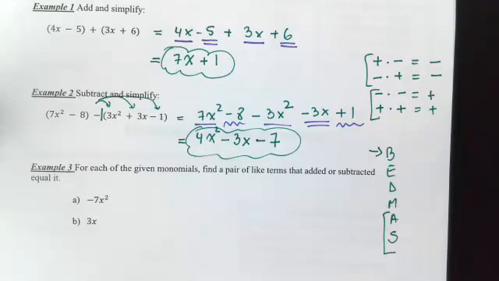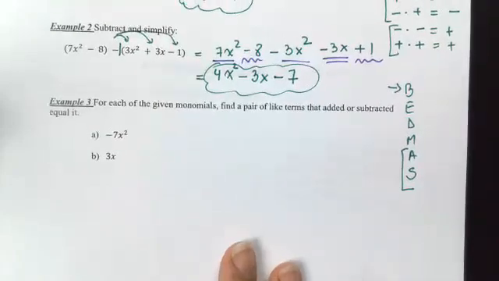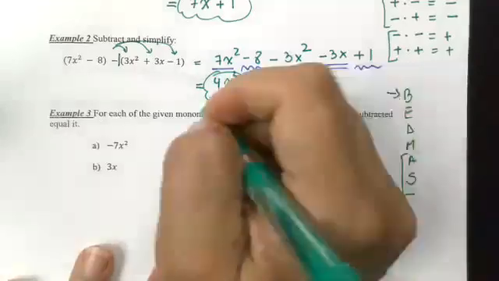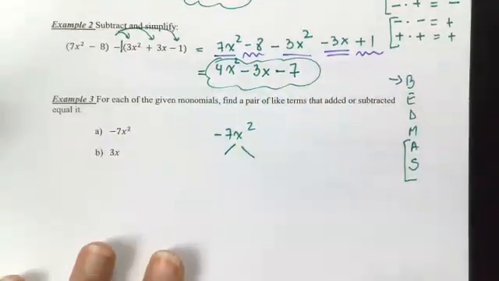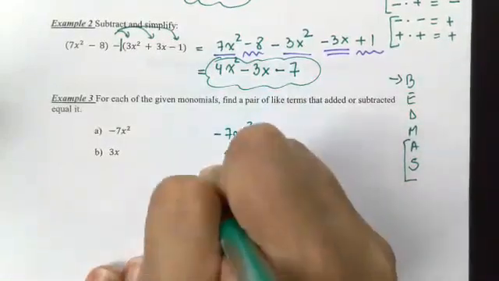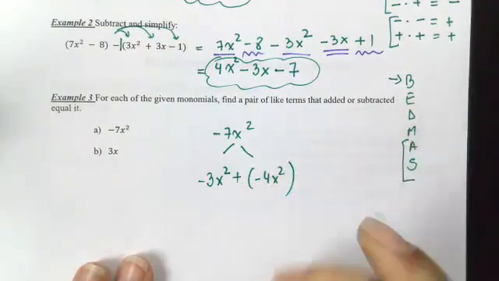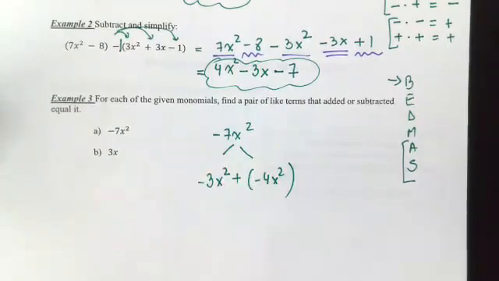Good job, everyone. Let's go and do one more. For each of the given monomials, find a pair of like terms that added or subtracted will equal it. I will start, and then I'll ask you to create one pair as well. So negative 7x squared. I can add negative 3x squared and negative 4x squared, and I split it up, right? I still get the negative 7x squared.